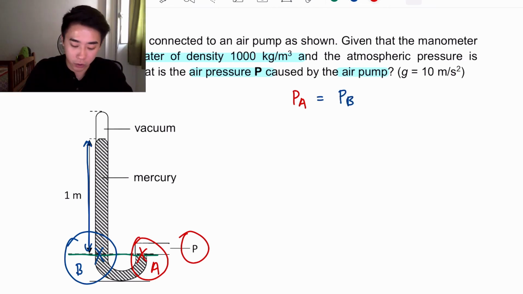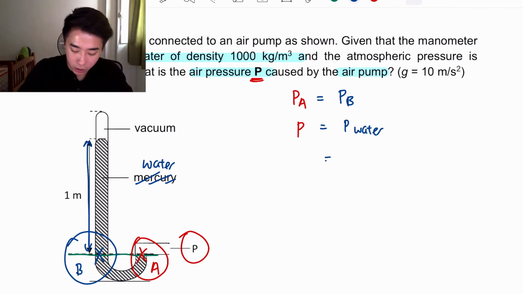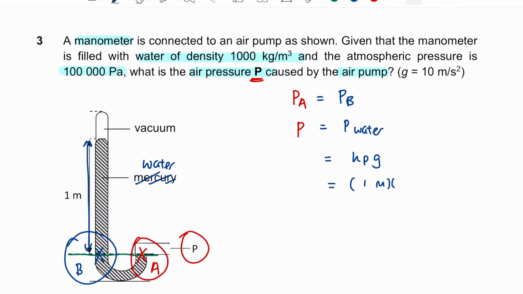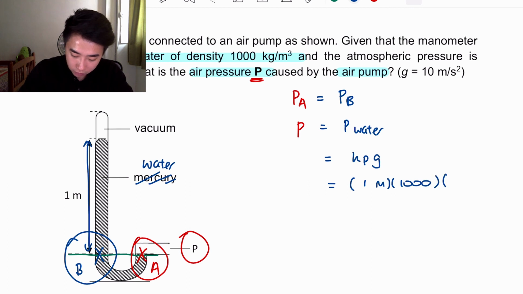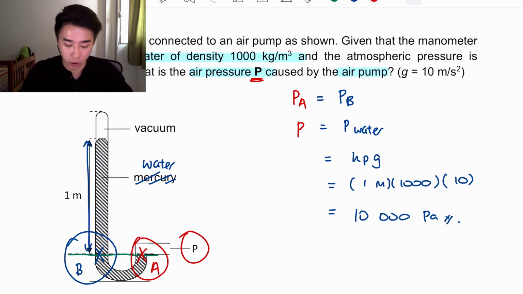And PA is purely due to the pressure P caused by the air pump, so I'll just write it as P. Okay, this is not mercury, it should be water. So PB is due to the pressure of water above, right? Which can be found using H rho G. H will be 1 meter, rho will be 1000 kg per meter cube as given, and G will be 10. Alright? And the answer will be 10,000 pascals. Take note that in this case, we have not used the atmospheric pressure at all, so it really depends on the question. Sometimes you do not have to use it at all.